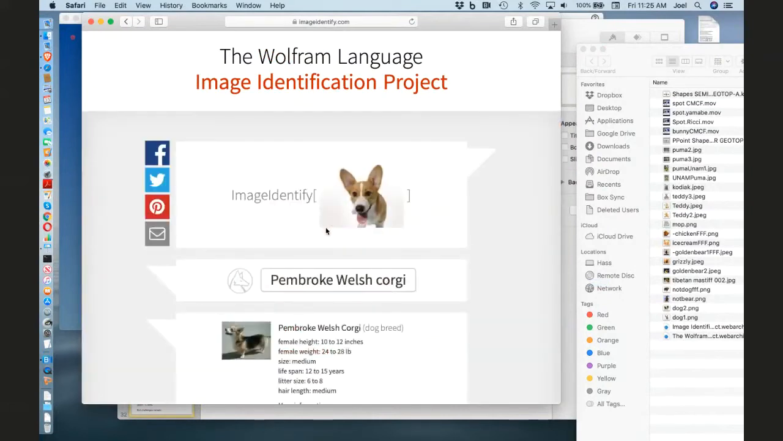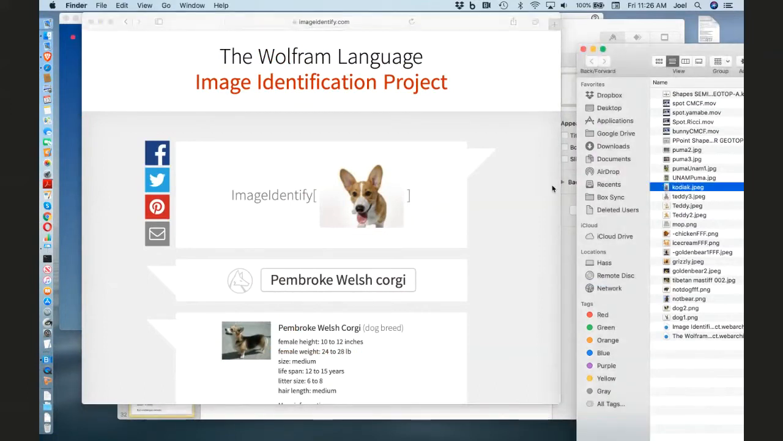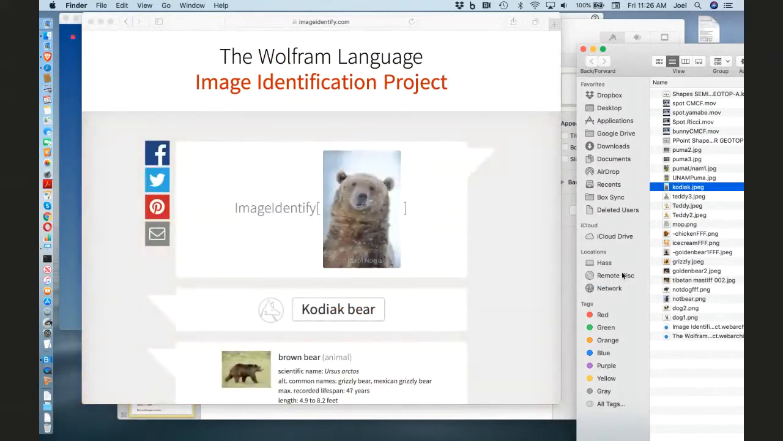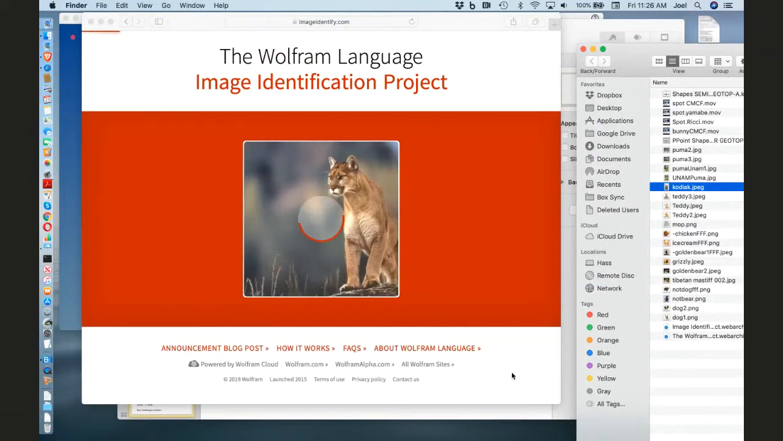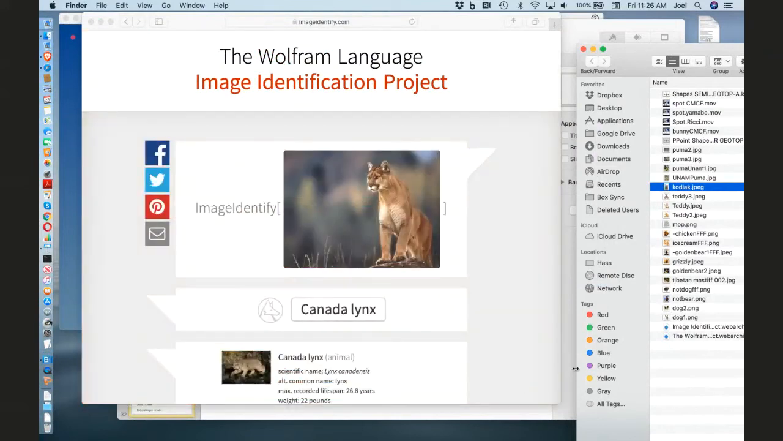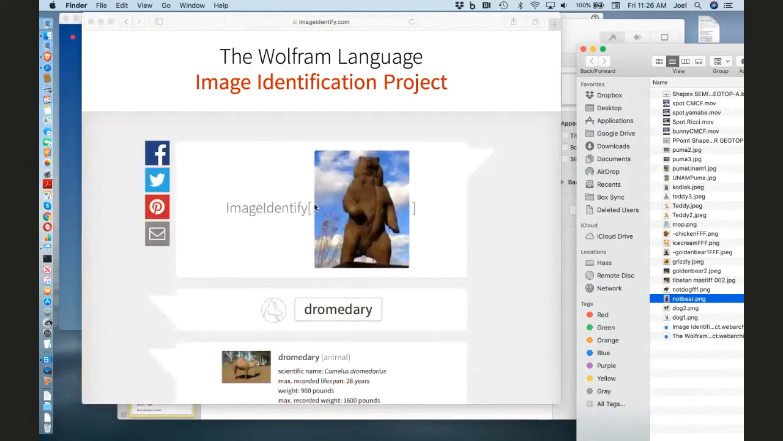There's another one. It knows that that's a Pembroke Welsh Corgi. So these are very good at telling cats from dogs now. They're not so good when you start looking at other animals. So let's put a picture of a bear in. Okay, it succeeded there. We can try the puma. It's Canadian lynx there.